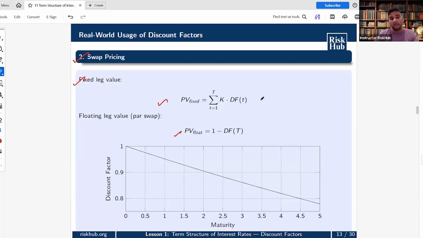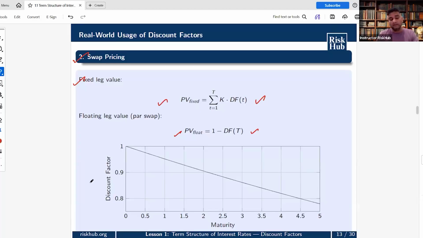Formula 1 is PV fixed equals the sum from T equals 1 to capital T of capital K multiplied by DF of T. K is the fixed payment made each period. Each payment is discounted with the factor for its own payment date, and the discounted amounts are added. The result is the value of the fixed side today. Formula 2 is PV float equals 1 minus DF of capital T; the floating payments telescope. Each period's discounted floating payment equals the difference between two neighboring discount factors. Adding them all leaves only the first and the last.